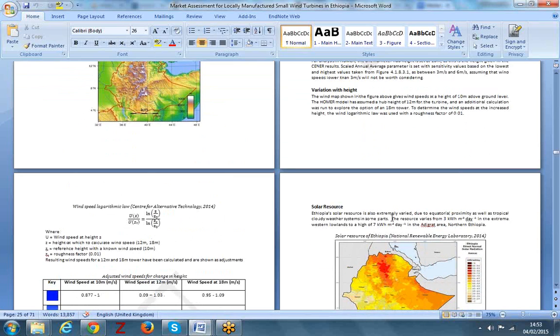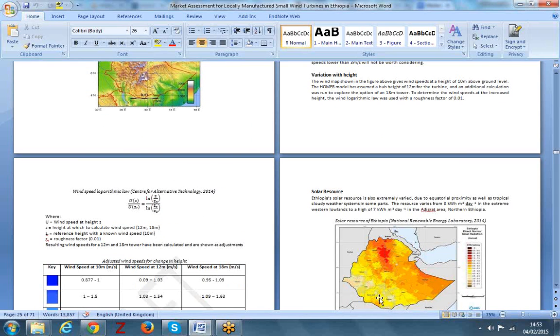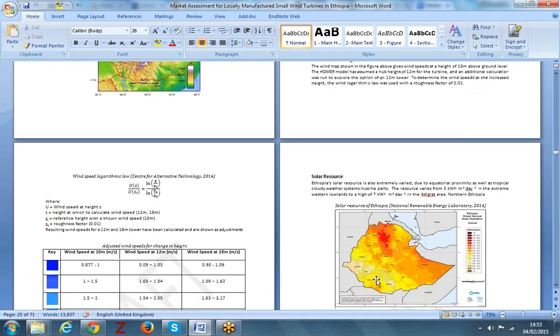The other parameter is the solar resource, and the solar actually changes quite significantly throughout Ethiopia: very high in the north, less so in the west, and mixed in the east.